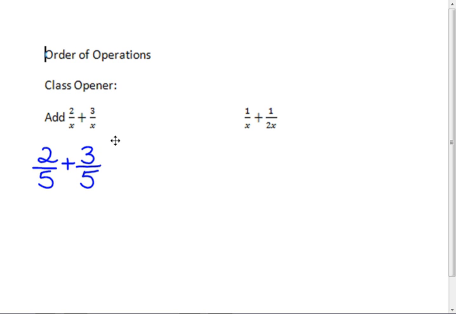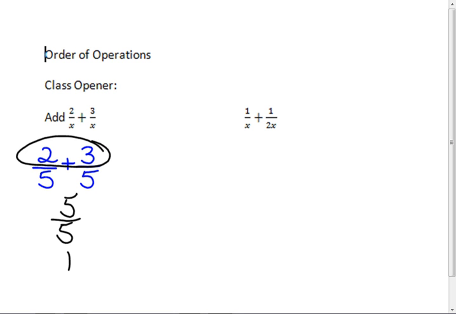Okay, Gabe, what if I had 2/5 plus 3/5? Do you remember what you do with that? You add the 2 and the 3 together, and you get 5 out of 5, which of course I would like to reduce. Because what is that, Michael? Yeah, it's 1.